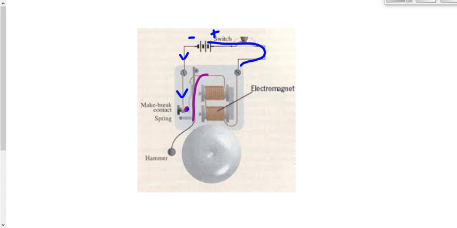Makes contact. Now what happens? Circuit is complete. Electrons flow around. What do we hear? Ding. Circuit is broken. Hammer goes back. Circuit is complete. Electrons flow. Electromagnets attract it. What do we hear? Ding. Now, if it happens this slow, it doesn't make for a very good alarm.